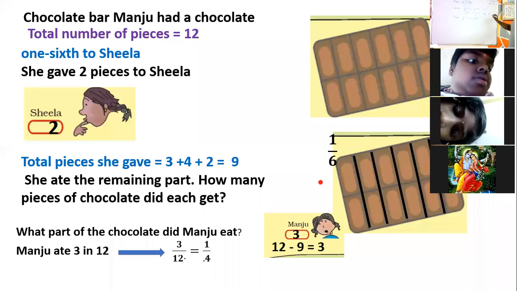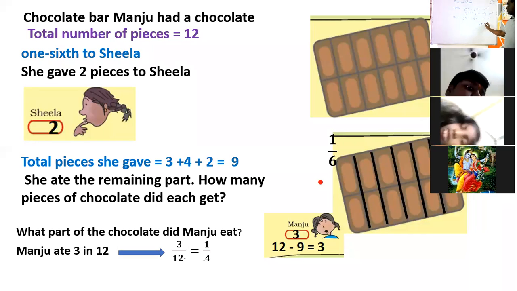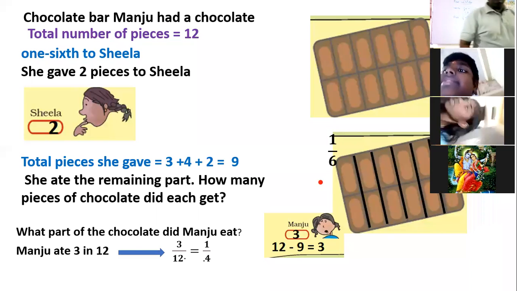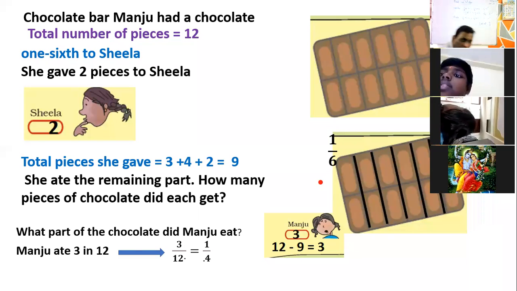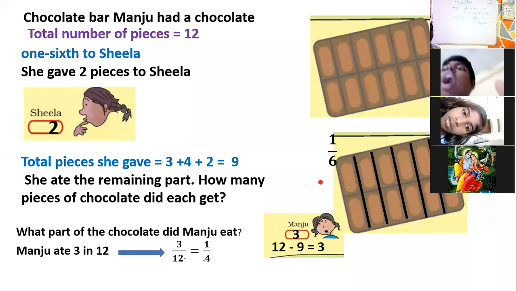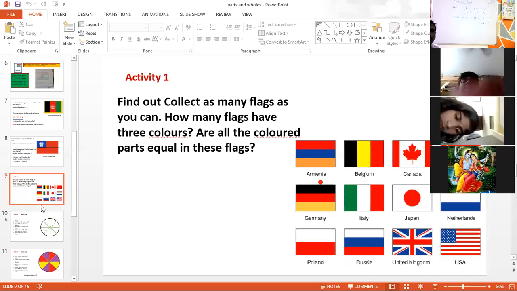So 4 pieces to Manju, 3 pieces to Sushila, and Sheila got 2 pieces. 4 pieces, 3 pieces, 2 pieces. That means 9 pieces they got. Total is 9 pieces.